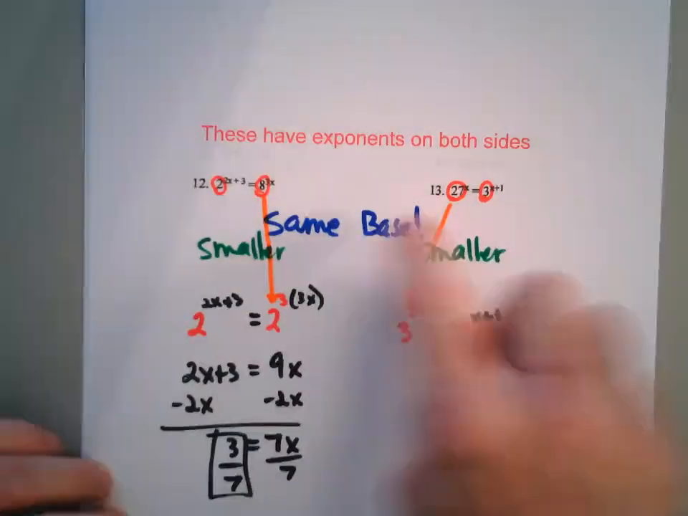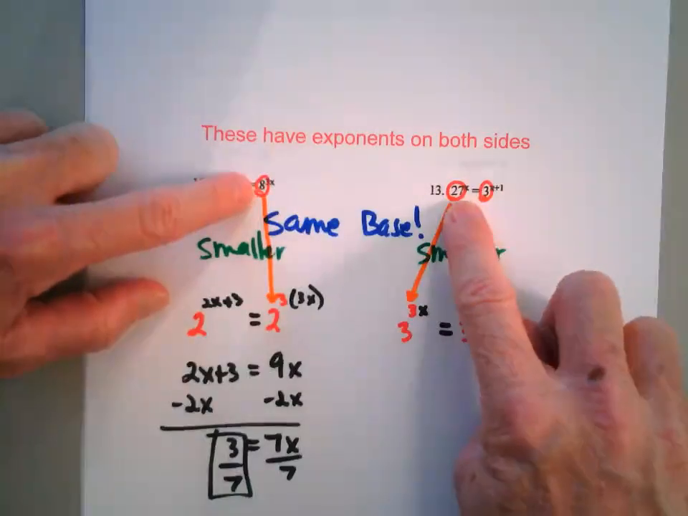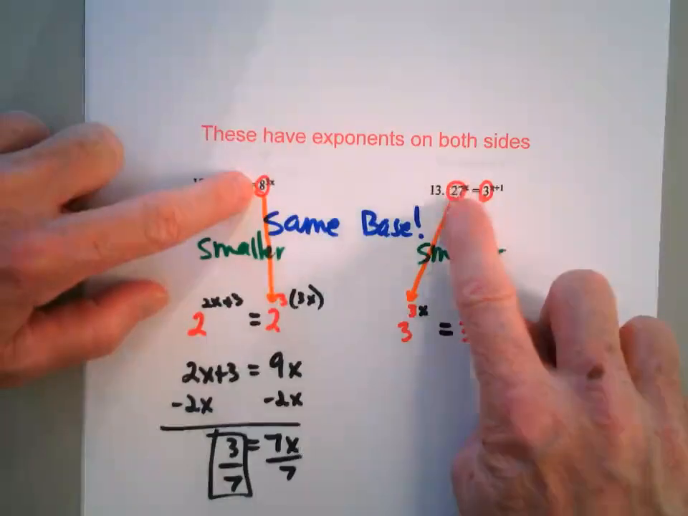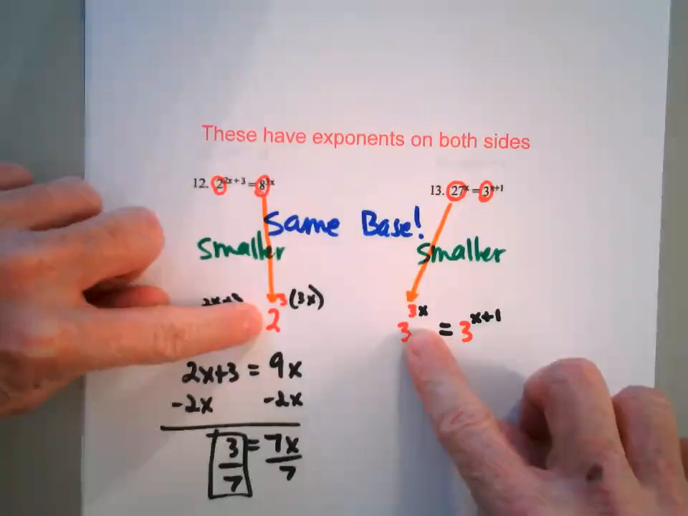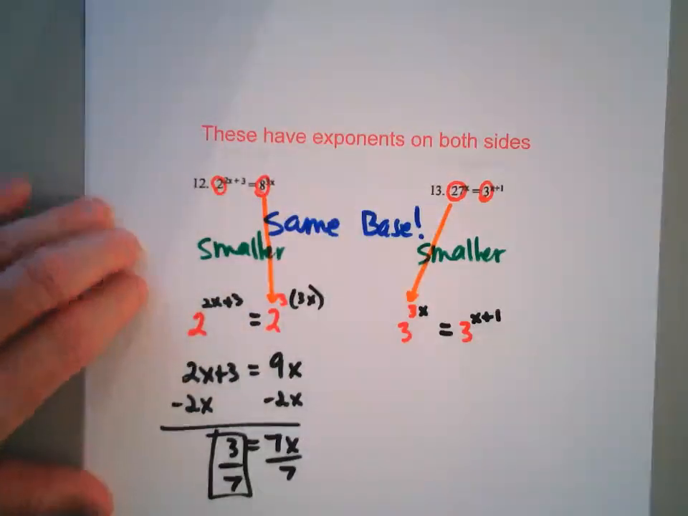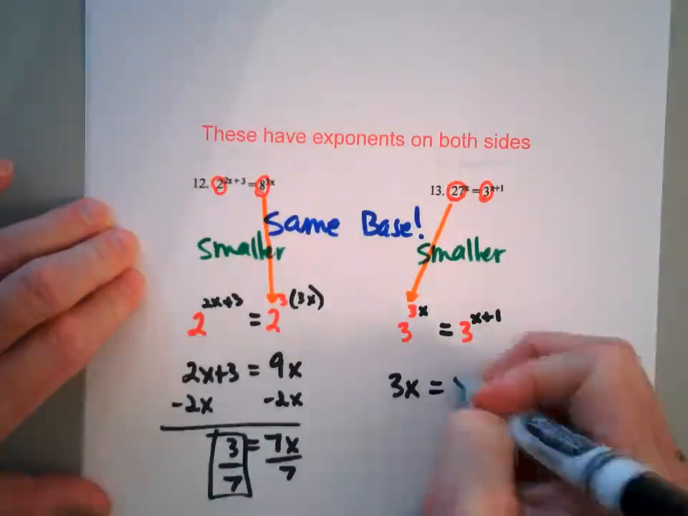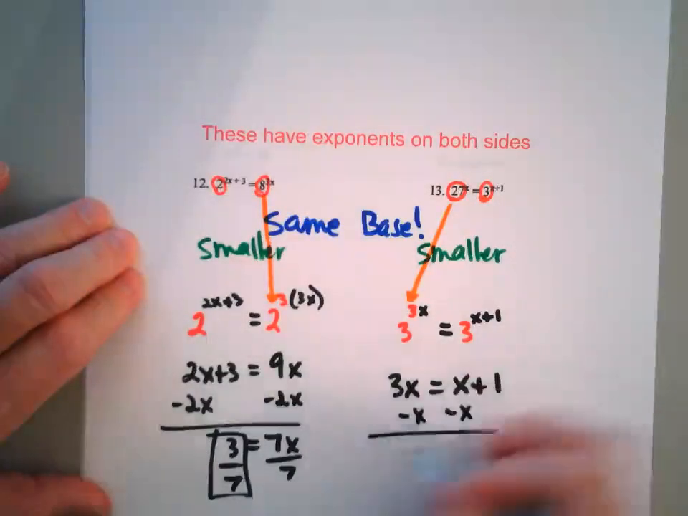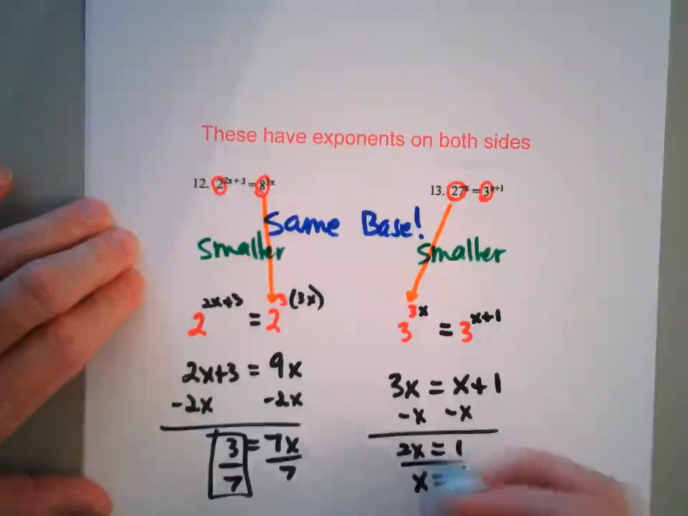Okay, so what we're doing is we're changing the base number, 8 and 27, we're making them smaller. So we're making the base number smaller. So 8 is 2 to the 3rd power. 27 is 3 to the 3rd power. So we turn those into those values, and then we're able to basically ignore the bases and go straight to the exponents. 3x equals x plus 1. Take away the x. 2x equals 1. And this time x will be half.